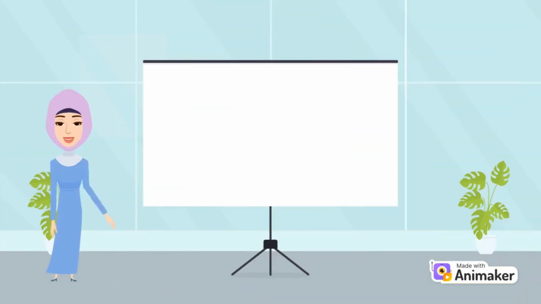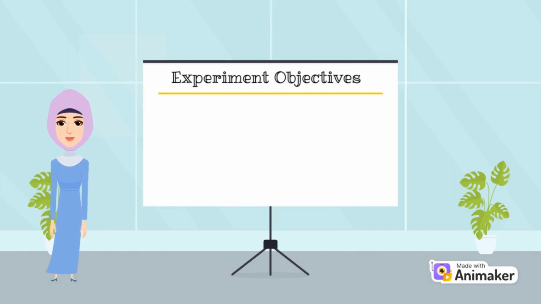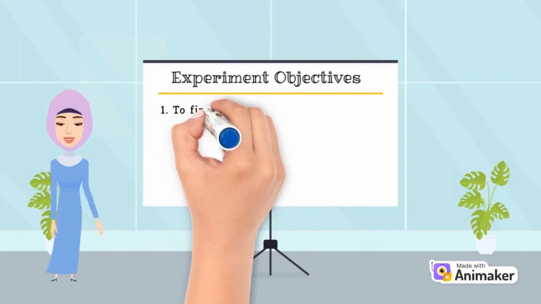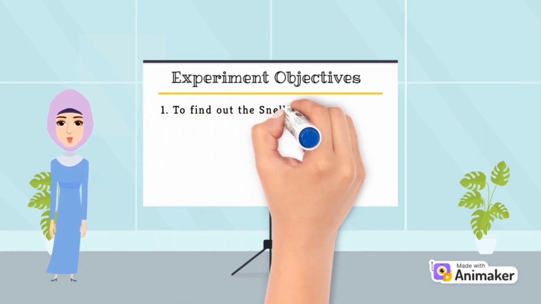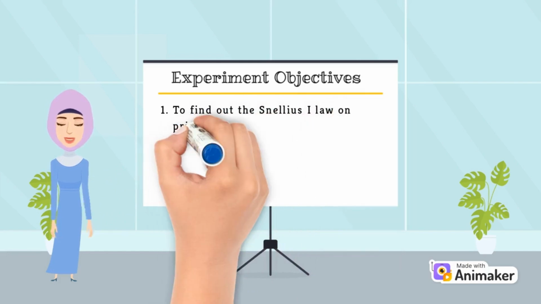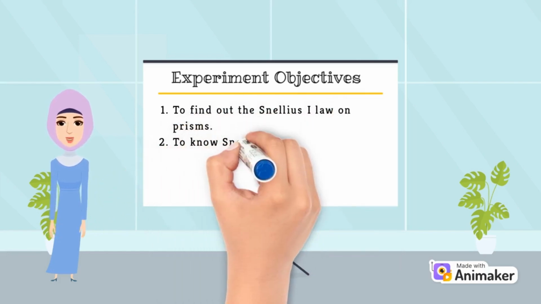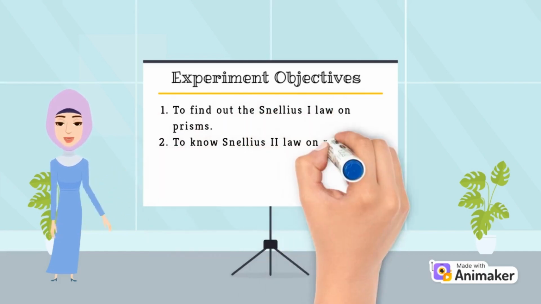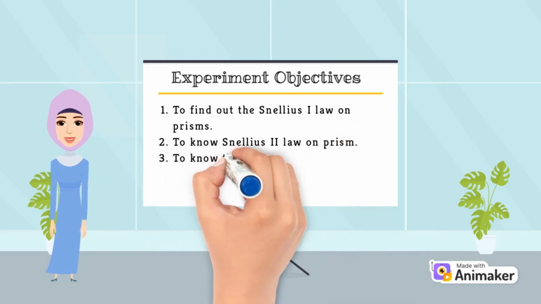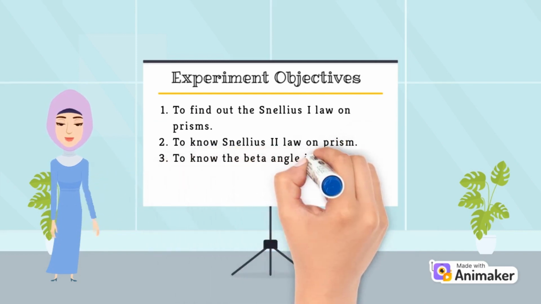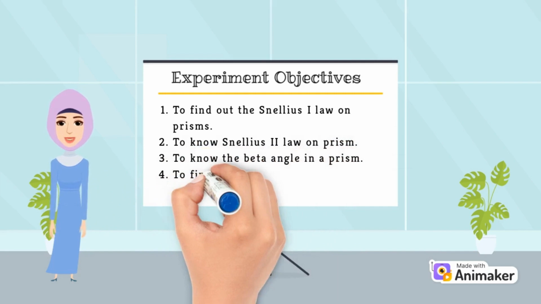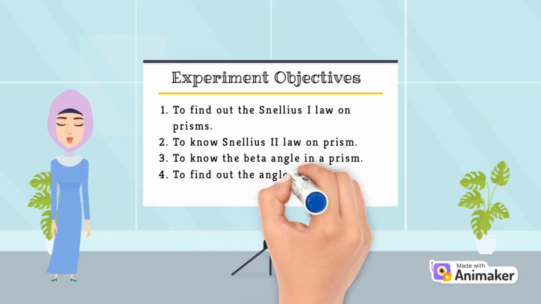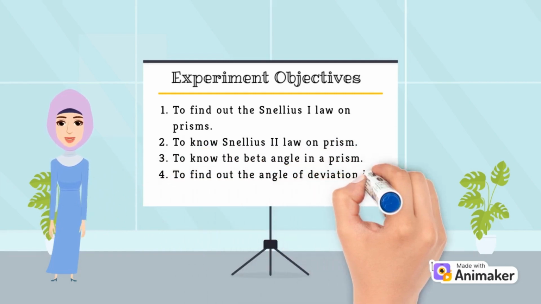What are our experiment objectives? First, to find out Snell's first law on prisms. Second, to know Snell's second law on prisms. Third, to know the beta angle in the prism. Fourth, to find out the angle of deviation in a prism.